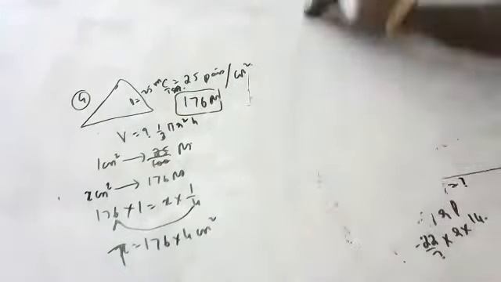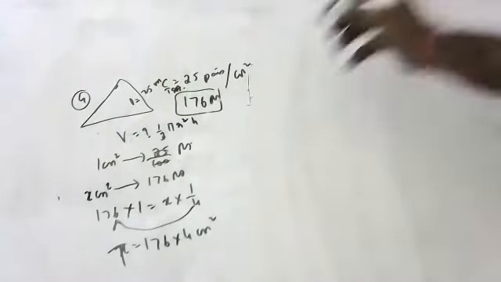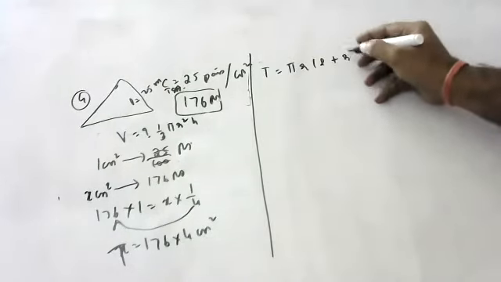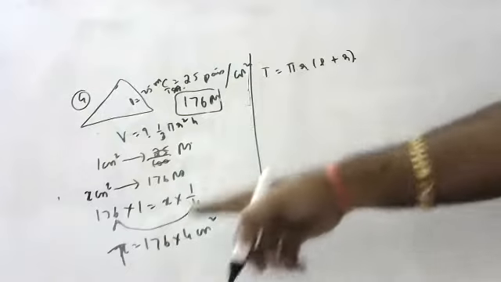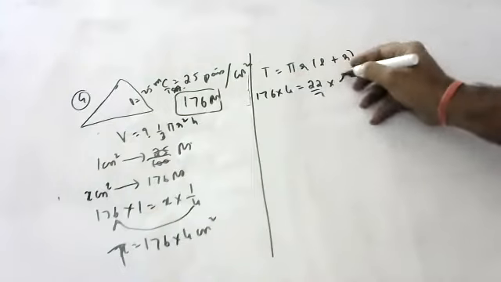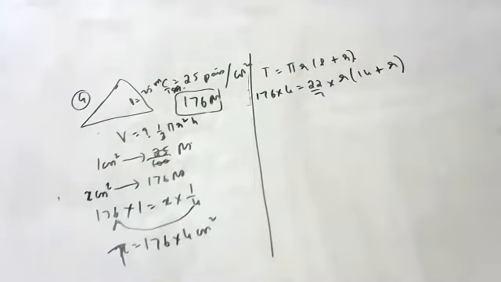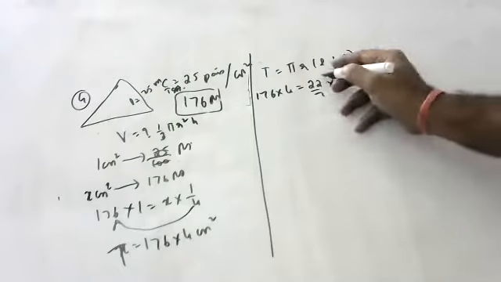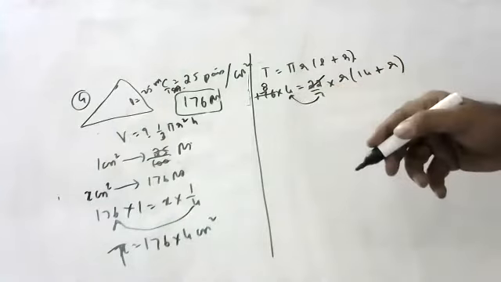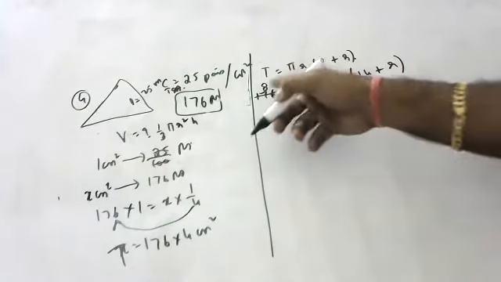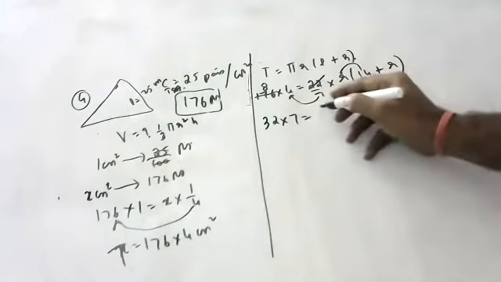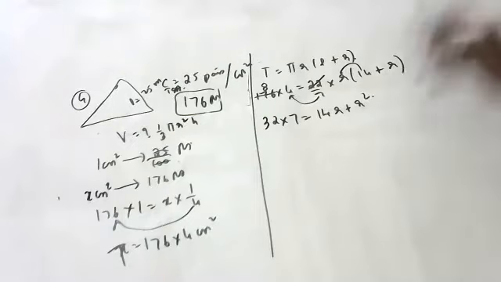Can anyone tell what is the formula for TSA, children? What is the TSA of cone? Pi r into L plus r. How much did we get? 176 into 4 is equal to 22 by 7 into r into 14 plus r. Very good, children. So 22 8s are 176. 7 also goes there. So how much is it going to be, children? 32 into 7 is equal to 14 r plus r square.